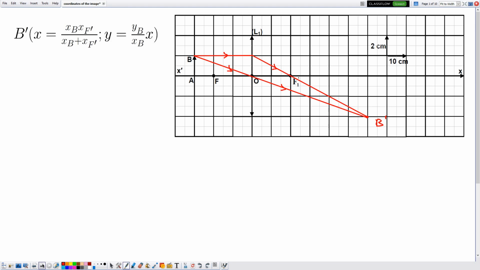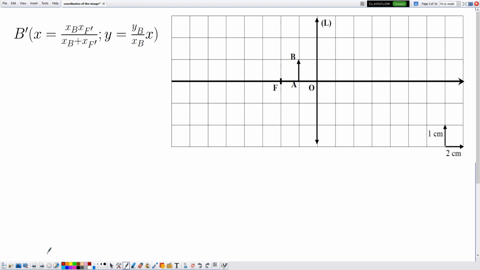Okay, so let's consider another example. Just a side remark, this method works for any case, and not only for a converging lens but also for a diverging lens, as we shall see. Now for example, in this case we need to trace the image A prime B prime of the object AB. So before we do the tracing, let's locate the image B prime of the point object B.